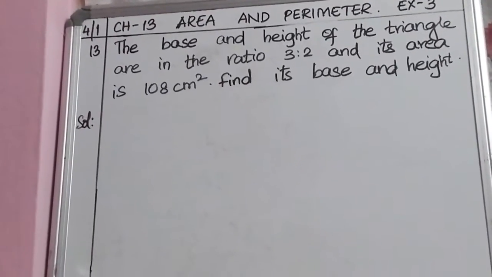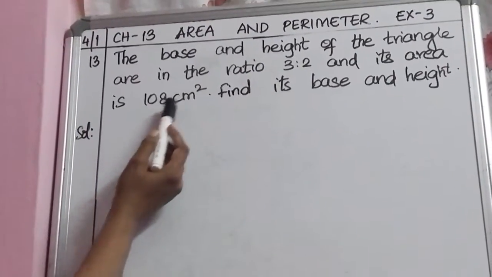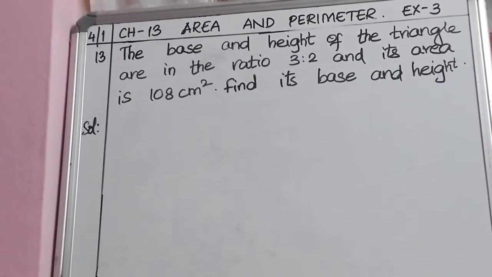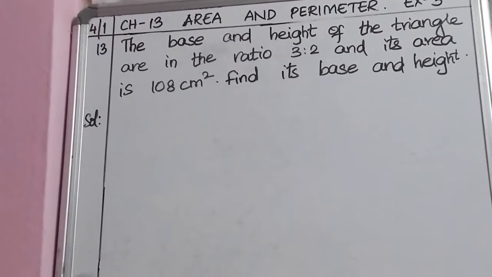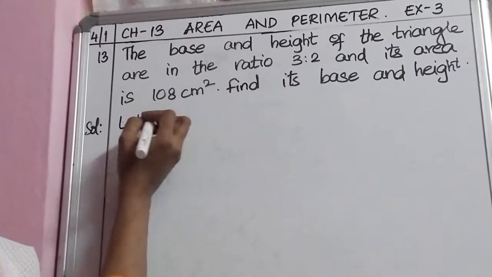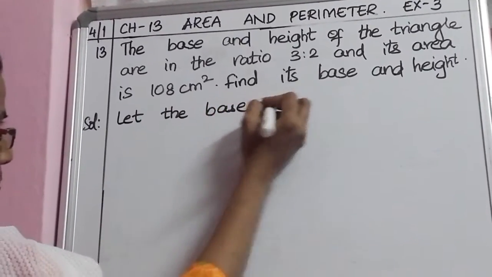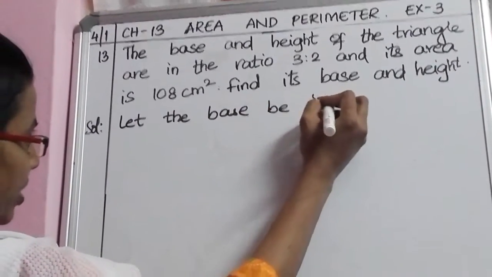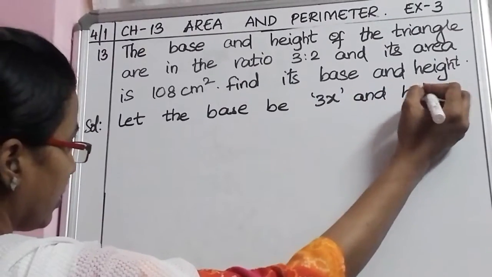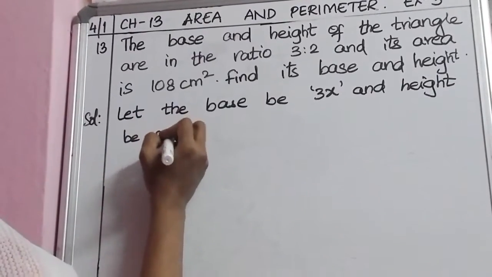The base and height of the triangle are in the ratio 3:2 and its area is 108 centimeters square. Find its base and height. This is a question given. So let us consider that the base is 3x and height is 2x. Let the base be 3x and height be 2x.